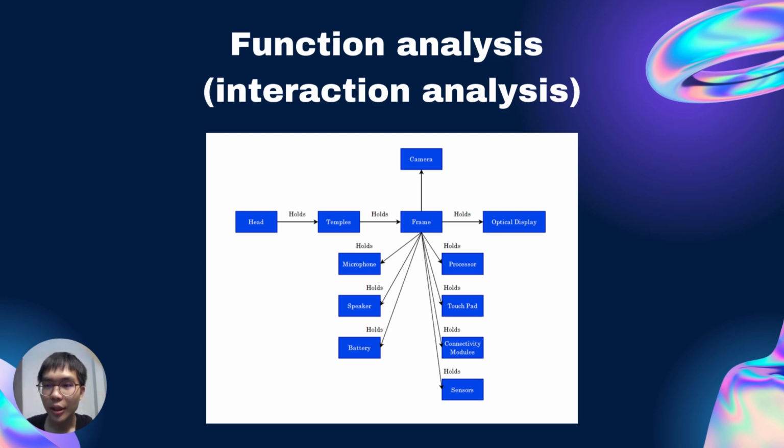Interaction analysis is an analytical tool that identifies and understands the interaction between the components of the engineering system. From this interaction analysis, we can further frame how all important components, which are microphone, speaker, battery, processor, touchpad, connectivity module, sensor, optical display, and camera, interact.